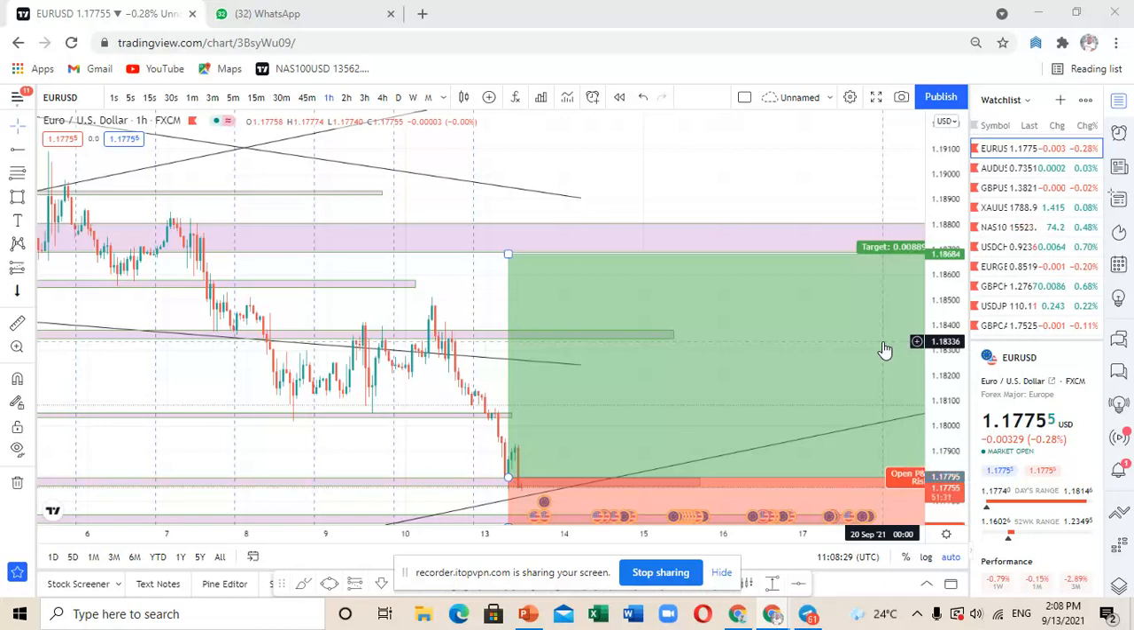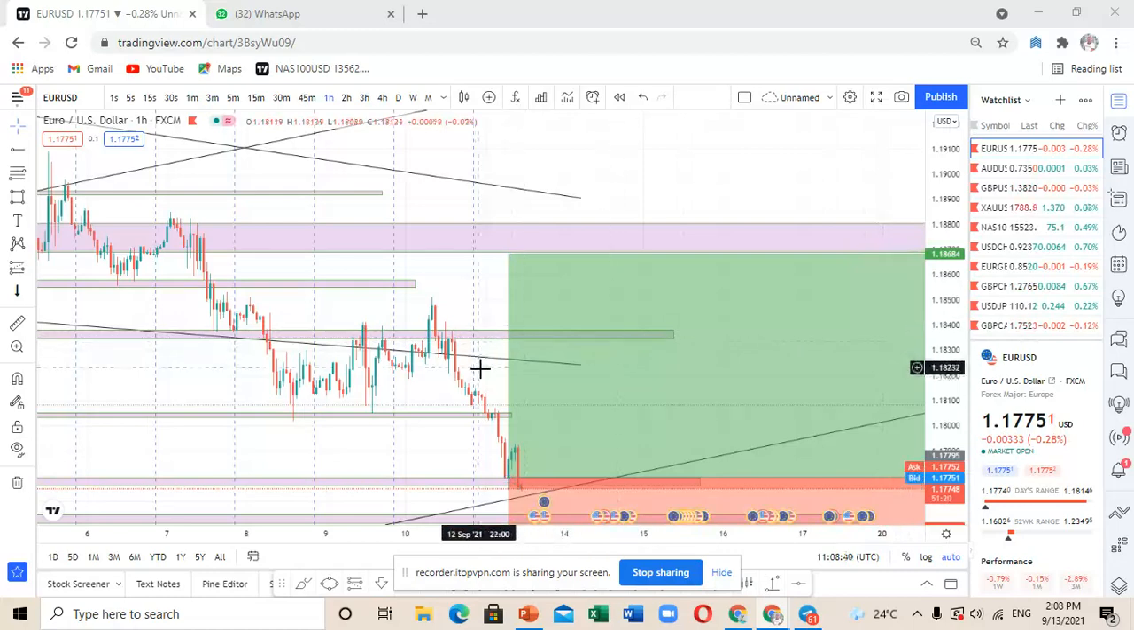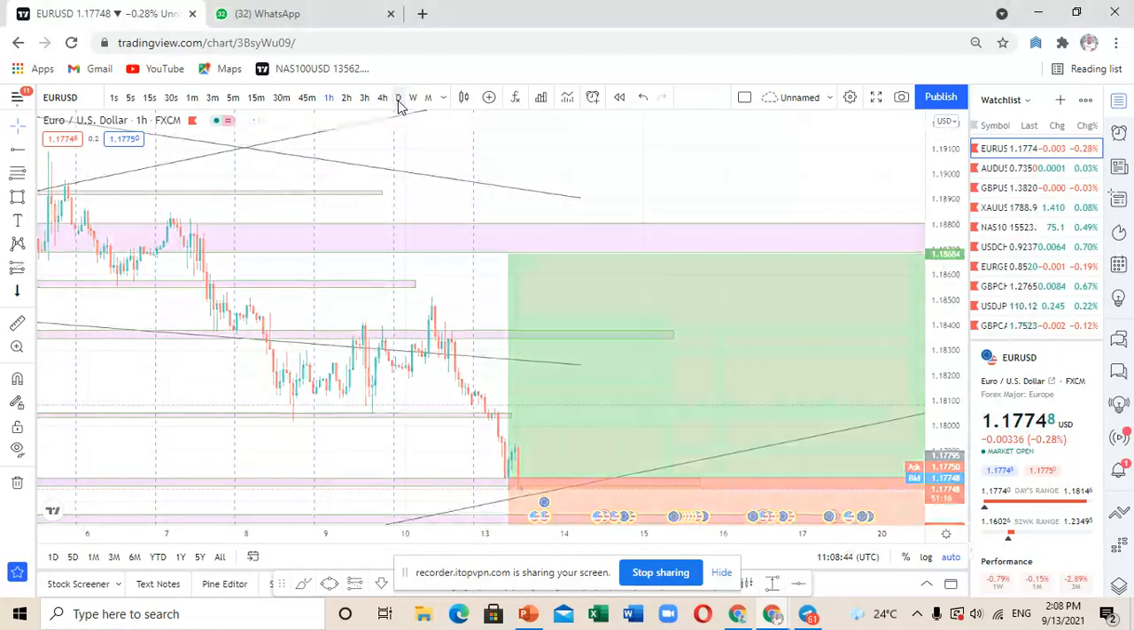Today I'll be analyzing EUR/USD, AUD/USD, and we are going to finish up our analysis with the NAS 100, or as most of you usually call it, the Nasdaq. So let us start with EUR/USD.